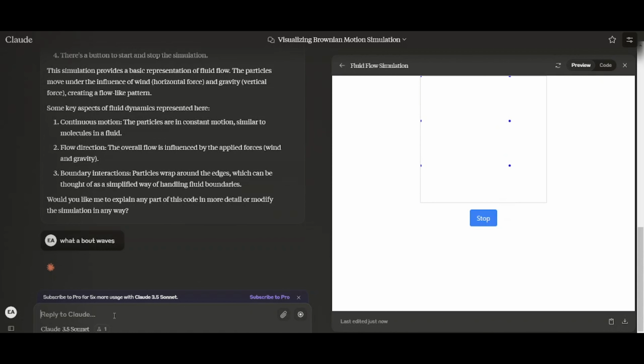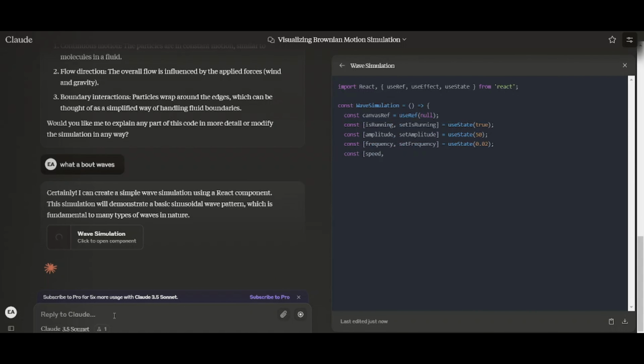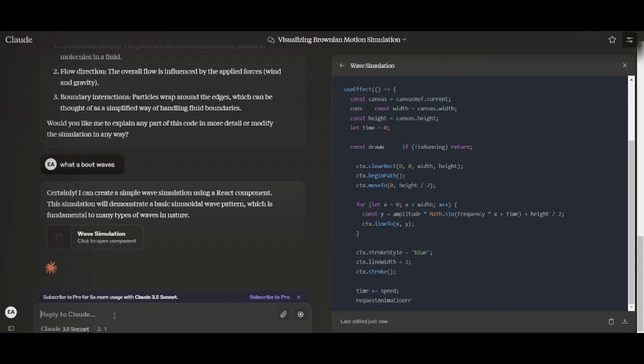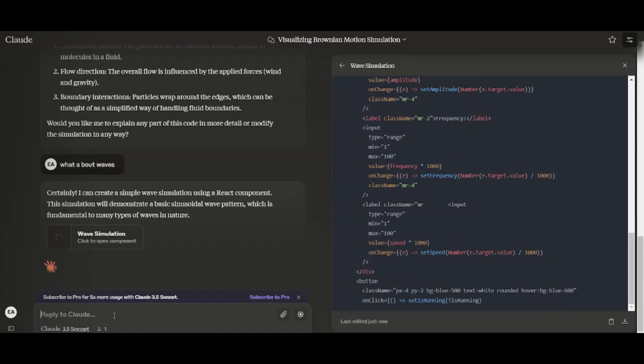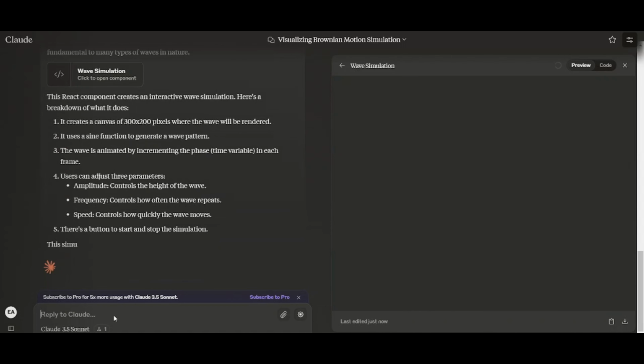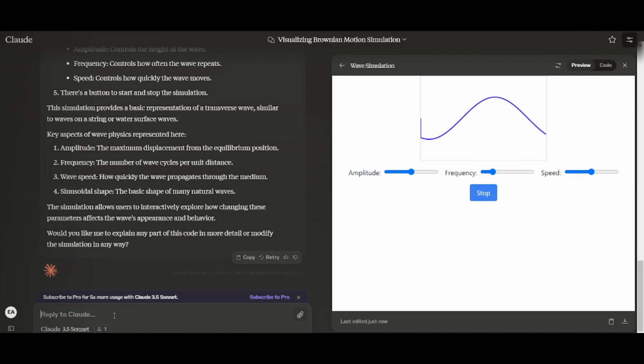The third test was on wave simulation. It created an interactive wave simulation that demonstrated a basic sinusoidal wave pattern. I could adjust the amplitude, frequency, and speed of the wave, allowing me to explore how these parameters affect wave behavior. This simulation provided a visual representation of concepts fundamental to many types of waves in nature.